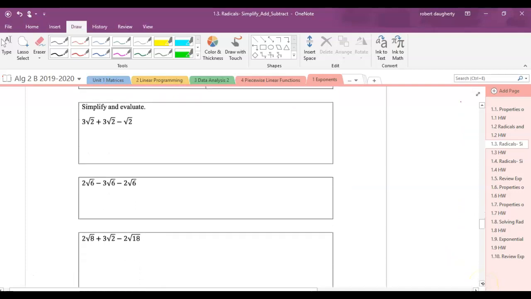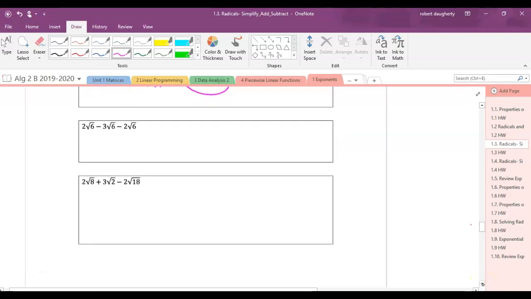So let's simplify and evaluate. 3 square root of 2 plus 3 square root of 2 minus square root of 2. So this is 3 plus 3. This is 6 square root of 2 minus 1 square root of 2. This is just 5 square root of 2. Next, 2 square root of 6 minus 3 square root of 6 minus 2 square root of 6. So 2 minus 3 is negative 1. Negative 1 minus 2 is negative 3. This is negative 3 square root of 6.